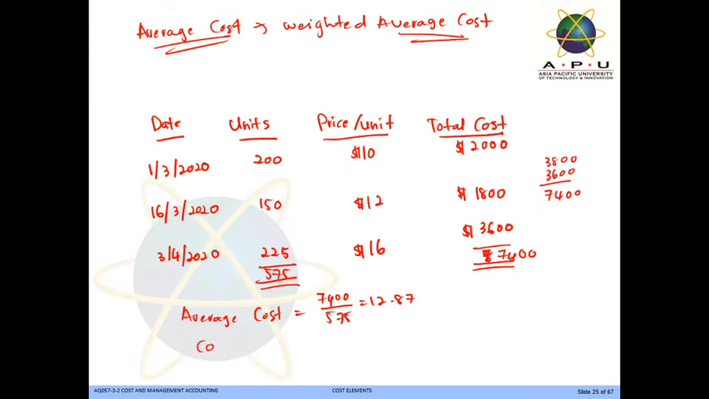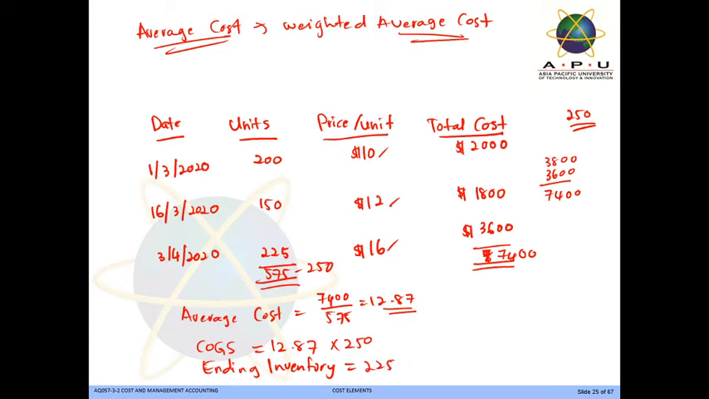So it's the same 250. We managed to sell 250. So in order to calculate cost of goods sold, we will use this amount. Instead of FIFO or LIFO, where we use the price that we buy from the supplier, for average cost we use the average unit price that we already calculated times 250. Then ending inventory is the remaining, is 250 minus 250, so it will be 225 times 12.87. So this is your cost of goods sold and ending inventory.